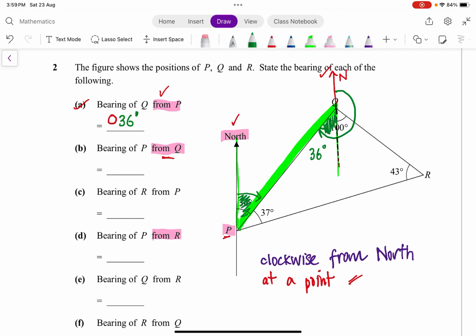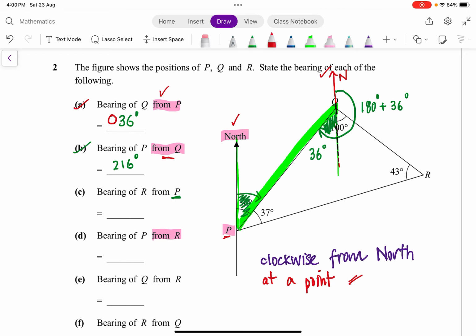Then over here, it is angle on a straight line, so it's simply 180 degrees. Therefore, for us to find the bearing of P from Q, it is simply 180 degrees plus the alternate angle, which is 36 degrees. With this, we get our answer, which is equal to 216 degrees. So part B is done. Now let's take a look at part C. Part C requires us to find the bearing of R from P. So again, it's back to the north line from P.